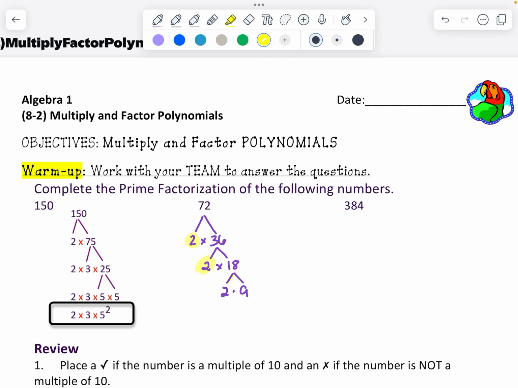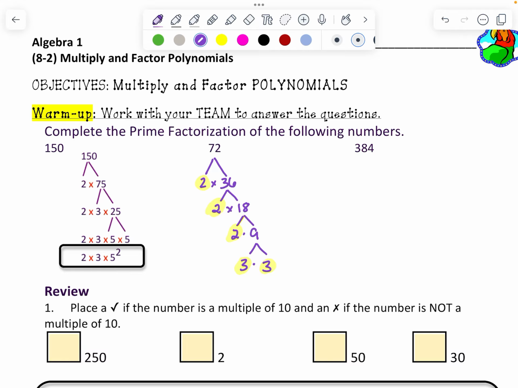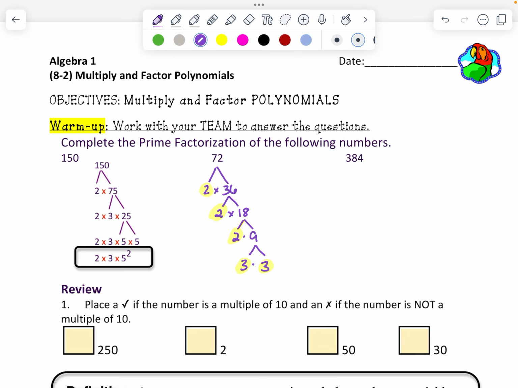So 2 is prime. And then I'm going to break down the 9, and that gives us 3 times 3, and those are also prime. So we have our prime factorization. We end up with 2 times 2 times 2 times 3 times 3. That gives us 2 cubed times 3 squared, and there is your prime factorization.